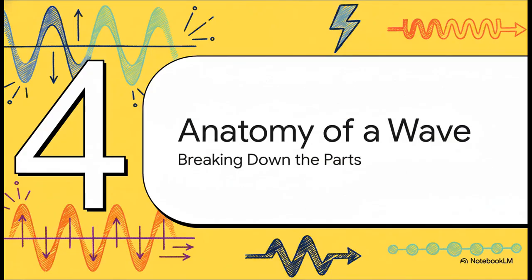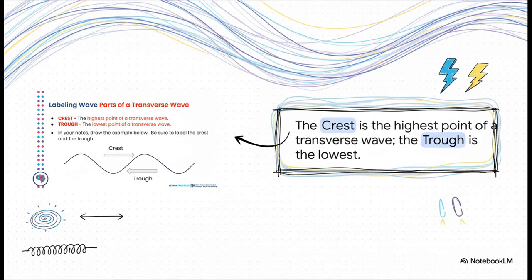So, we've got two different ways to classify waves, by whether they need a medium and by their dance moves. Now, let's get a little more specific and actually learn the language we use to talk about the different parts of a wave. Let's look at its anatomy. For a transverse wave, the language is super intuitive.